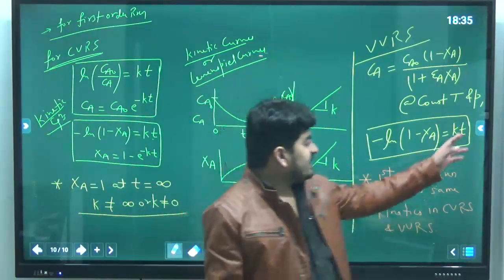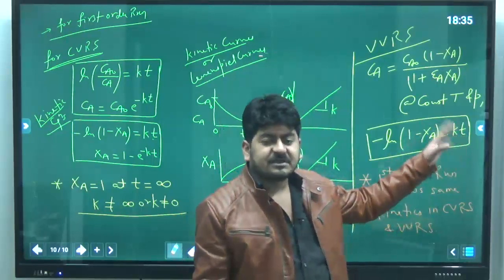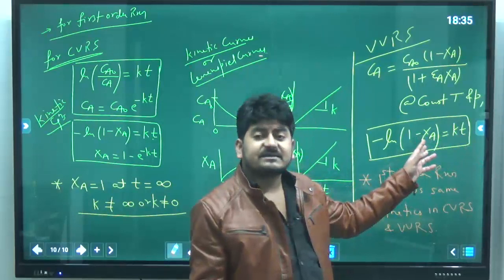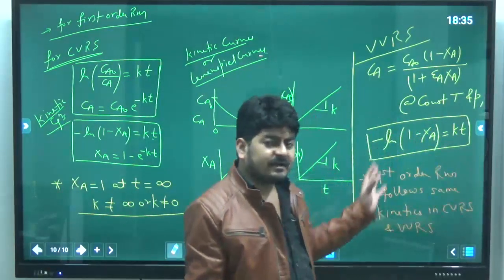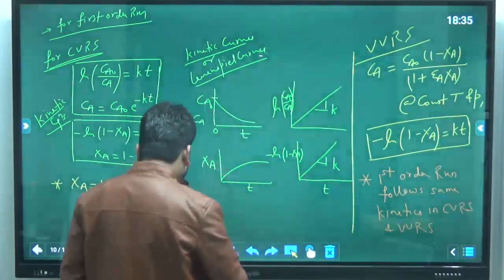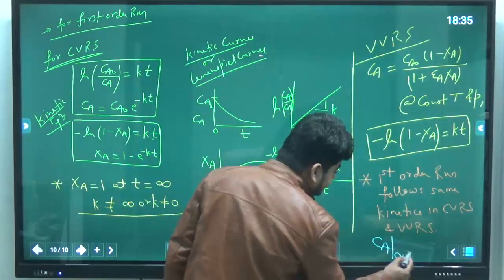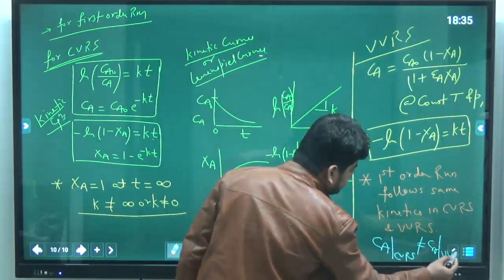So for any first order reaction, if the reaction time T is fixed and temperature is fixed, k will be fixed as well. So I will get the same conversion whether it is a CVRS system or a VVRS system. But the point is, the concentration in case of CVRS and in case of VVRS will be different.